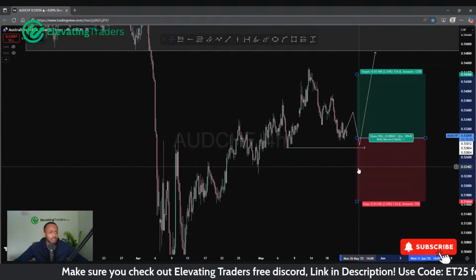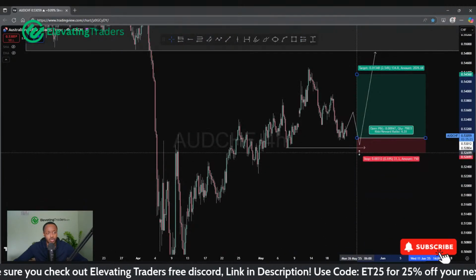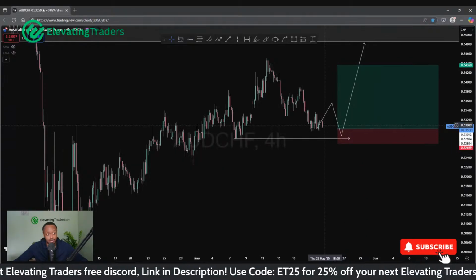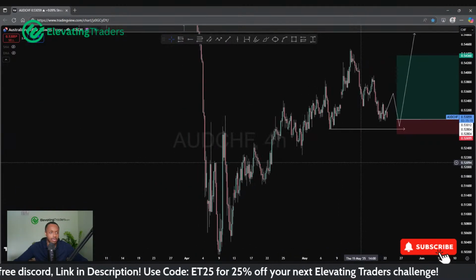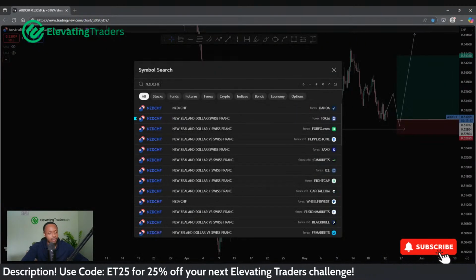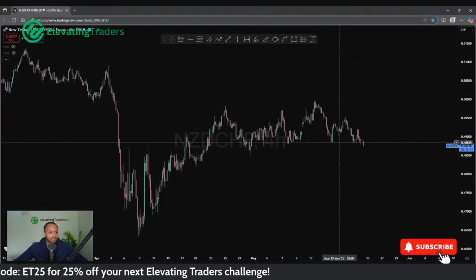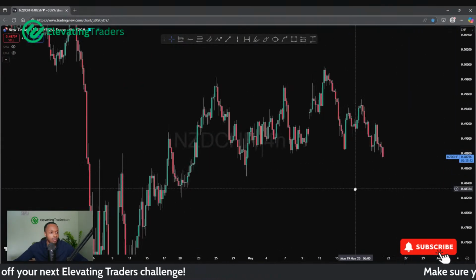So this is still very much on the watch list for this week and next week, most likely, unless we don't break structure between now and the end of the week. New Zealand CHF, very much on the watch list as well. Looking for a buy from that one too.